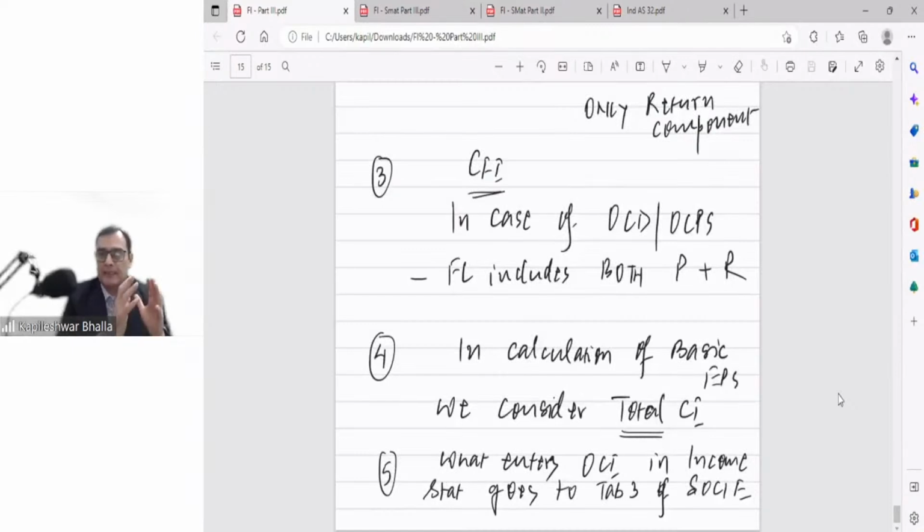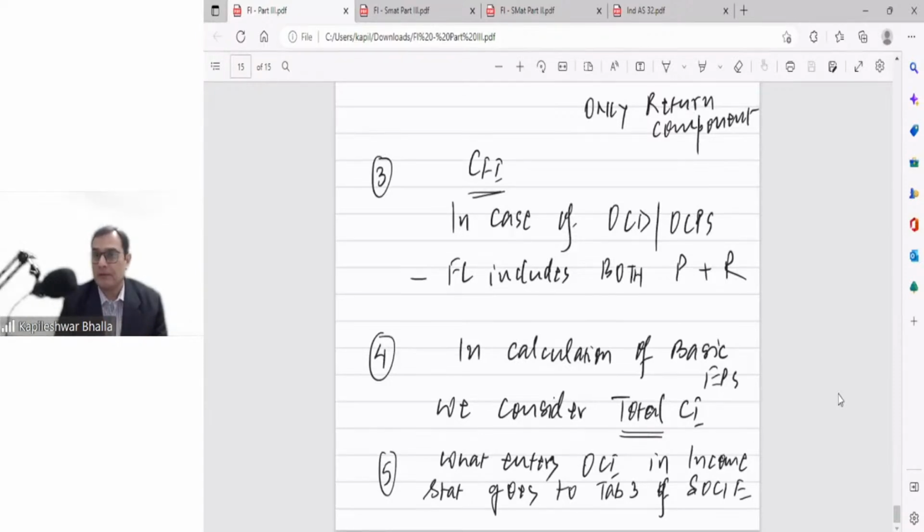SOCI. As I told you that SOCI has got a total of 3 tabs, and whatever is taken to the tab number 3, which represents the OCI section of the income statement, that definitely enters the tab number 2. So to the extent as of our discussion so far, because this statement could undergo a change later, especially after you've done Ind AS 19, but I'm not inserting that as of now.